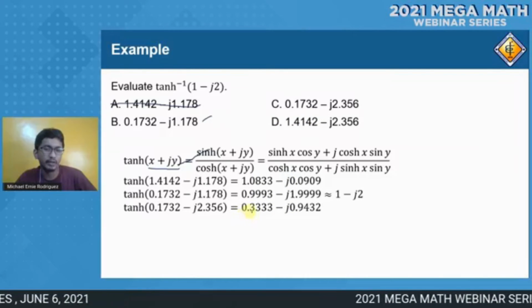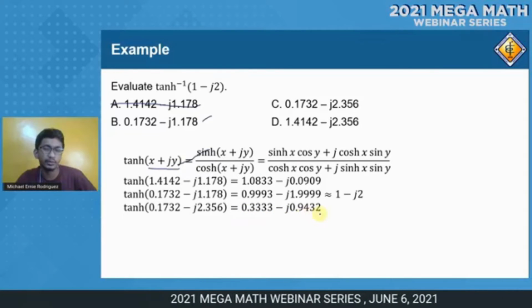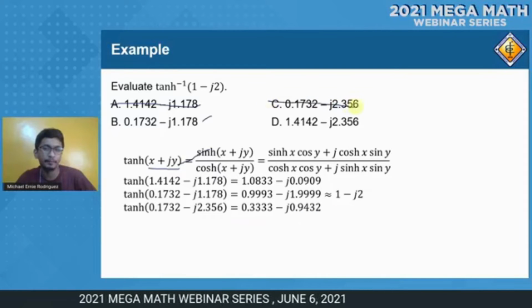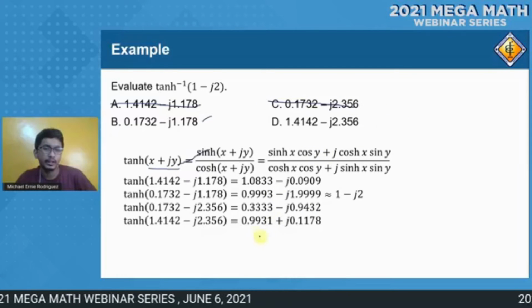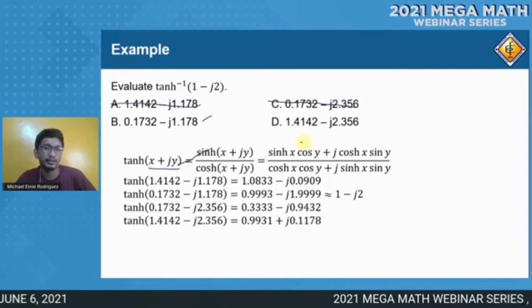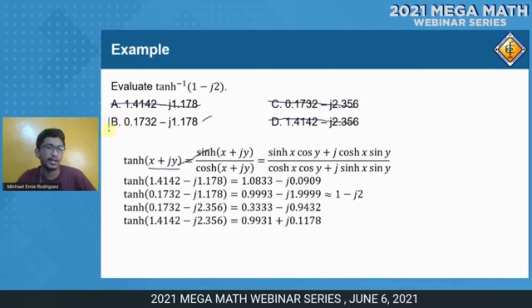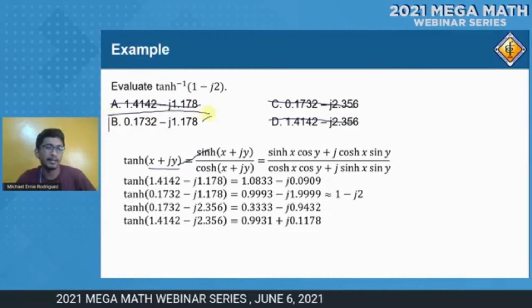Hindi pa rin siya. So we have 0.333 minus j0.9432. So hindi ito, this is not our answer. And then for letter D, we have 0.9931 plus j0.1178. So hindi pa rin ito. Okay? So our answer for this is letter B. So yun yung ating hack.